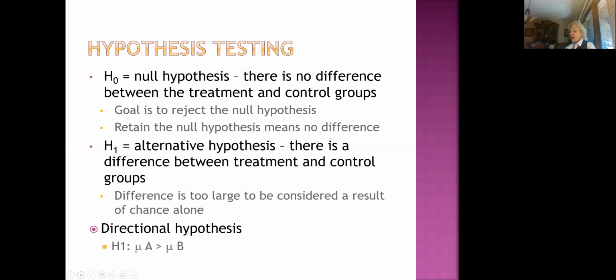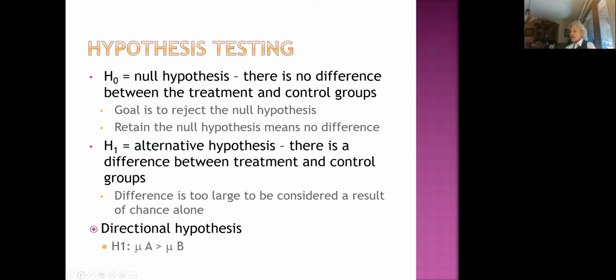Now, capital H subscript 1 refers to the alternative hypothesis. And that is, there is a difference between our treatment and control group. And we can assume then that the difference is too large to be considered a result of chance alone. This is a statistically significant difference.